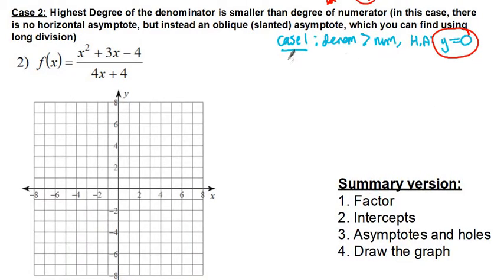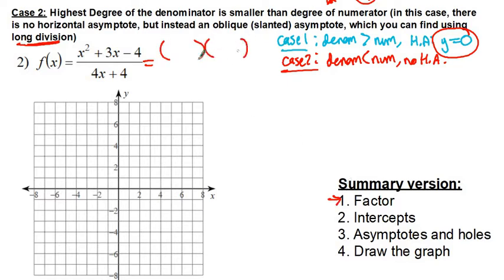Our first step, let me just add this case 2 here. Case 2 is when the denominator degree is smaller, and in that case there is no horizontal asymptote. You get a slant asymptote, and we're going to find that using long division, which we've done before. Okay, what's our first step? Our first step is always to factor. So the top can be factored.